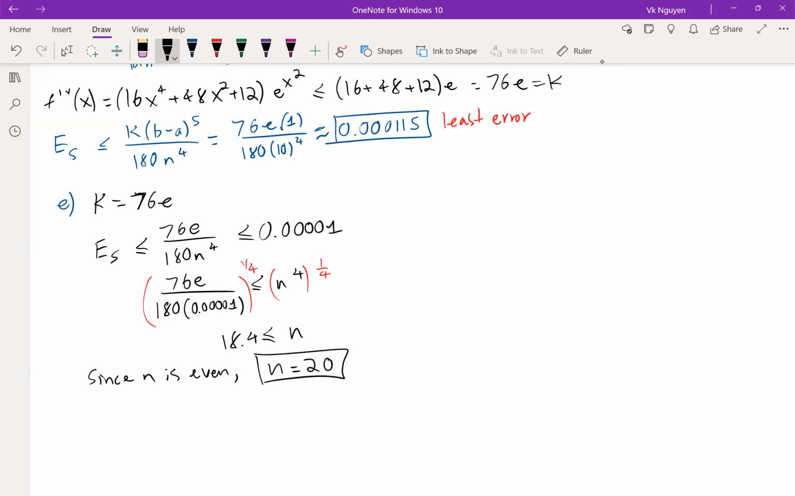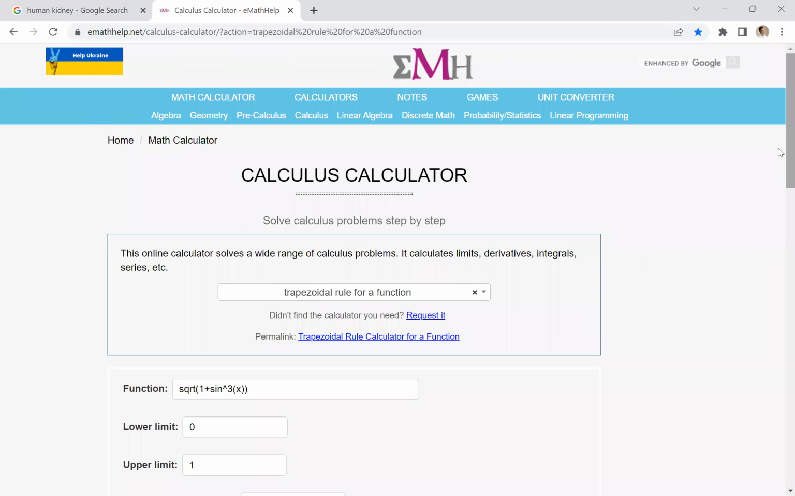Yay! As you can see, the bigger n is, the smaller the error is. As you can also see, computation by hand is pretty clunky. There is a website that can help you to do the calculation pretty quick.